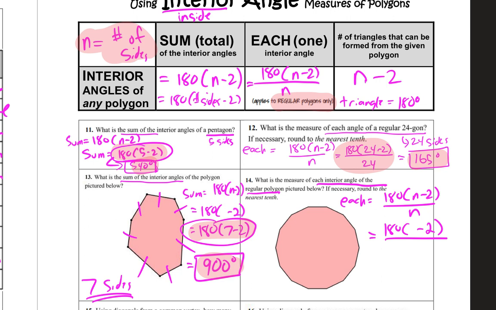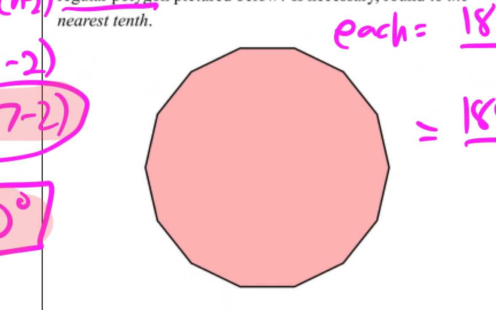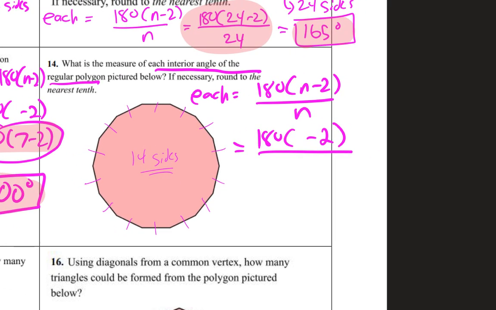So we need to figure out n, which is the number of sides. Let's just make it a little larger and count those. We can do this. Let's see here. That's going to be 1, 2, 3, 4, 5, 6, 7, 8, 9, 10, 11, 12, 13, 14. 14 sides. So we're just going to put that 14 into our formula. We're going to say 14 right there, and 14 right there.